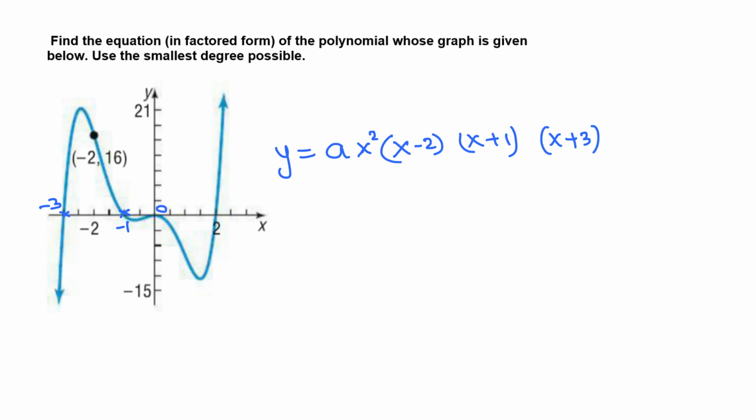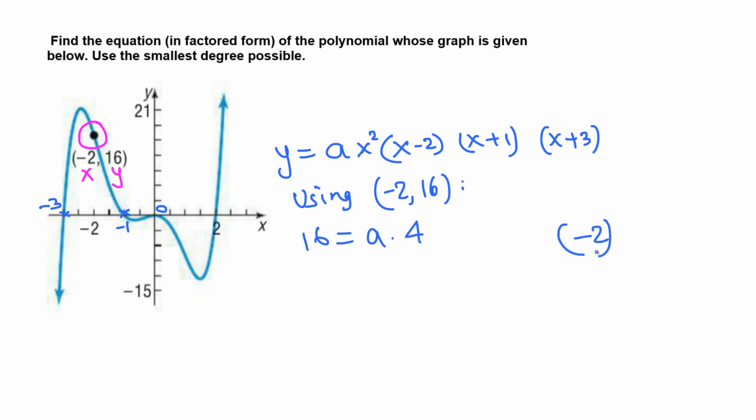To determine this a, we're going to use this point on the graph, because we know at x equals -2, the y value is 16. So using -2 and 16, we should be able to get the value of a. So y is 16 equals a times x squared, meaning -2 squared. -2 squared is positive 4.